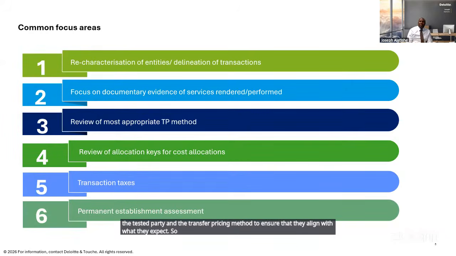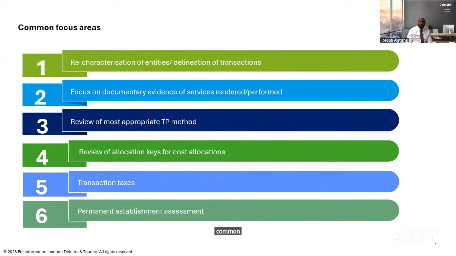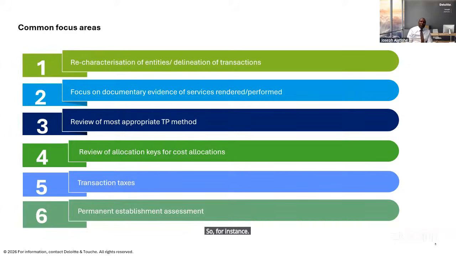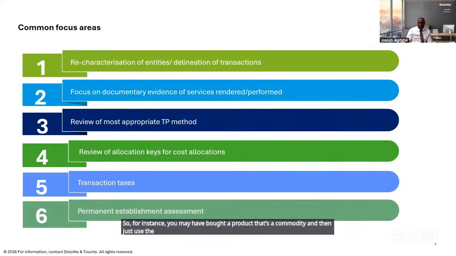So for instance, in transfer pricing, we have 5 common methods. The comparable uncontrolled price method, CUP method, the resale price method, the cost plus method, the transactional net margin method, and the transactional profit split method. So for instance, you may have bought a product at a commodity and then just use the TNMM, which is the most common method used to price it.